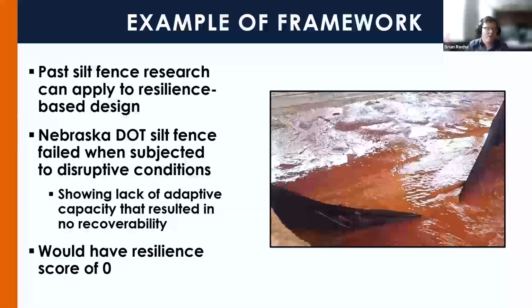So I want to go through an example of this framework through some silt fence research that I completed for the Nebraska DOT a few years ago. After normal testing, we subjected each installation to what we call disruptive conditions. Basically, we introduced as much flow as we could until we found the practice would either be stable or fail. We found it didn't fail under the standard 2-year 24-hour storm, but that the Nebraska DOT standard silt fence did fail when disrupted in more disruptive conditions. It shows a complete lack of adaptive capacity that would also result in no recoverability. So that practice would have a resilience score of 0.